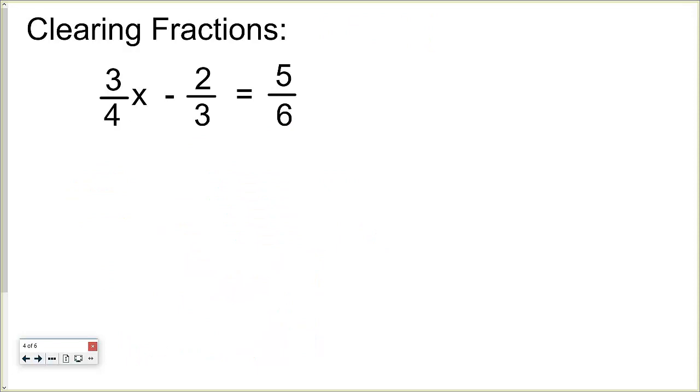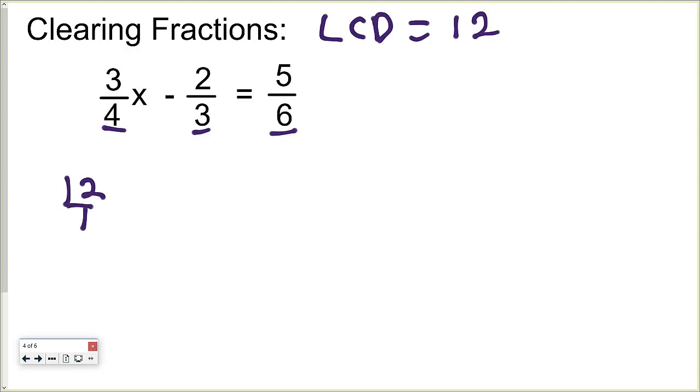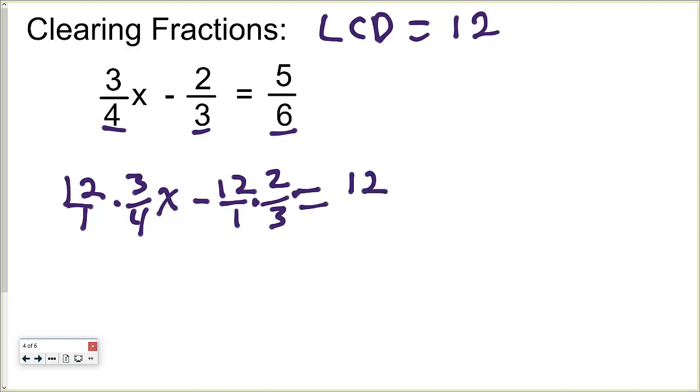For our next example, our least common denominator, now we have to take into consideration that there's a 4, a 3, and a 6 in my denominator. So the least common denominator of 4, 3, and 6 would be 12, or the least common multiple. So I'm going to multiply each one of those by 12. So 12 over 1 times 3/4 x minus 12 over 1 times 2/3 equals 12 over 1 times 5/6.